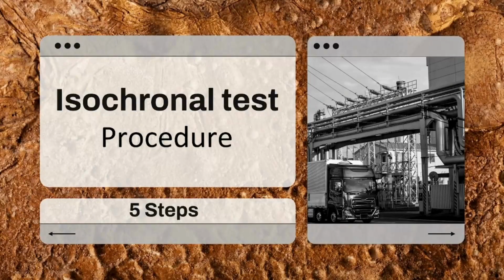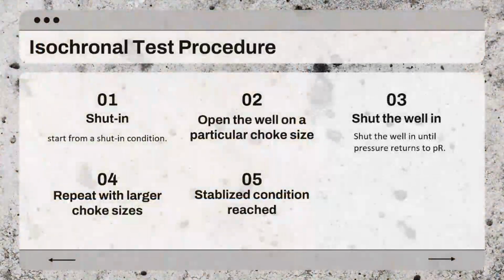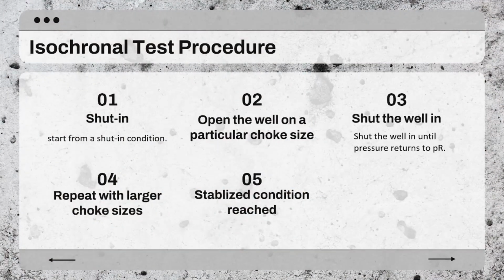Isochronal test procedure. Here is a step-by-step procedure for conducting an isochronal test. Step 1. Start from a shut-in condition. Step 2. Open the well on a particular choke size for a defined period and measure the flow rate Q and bottom hole pressure PWF. Step 3. Shut the well in until pressure returns to the reservoir pressure PR.